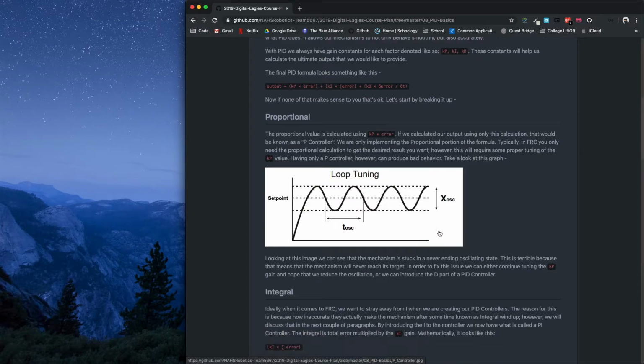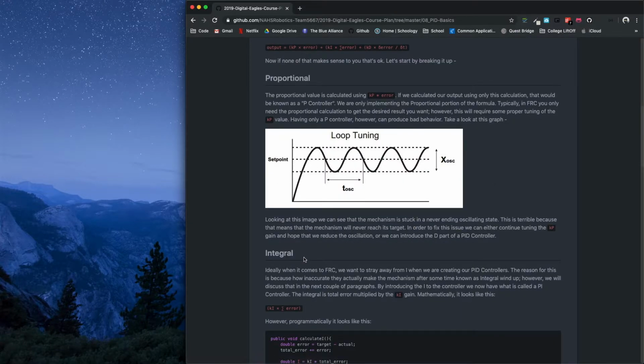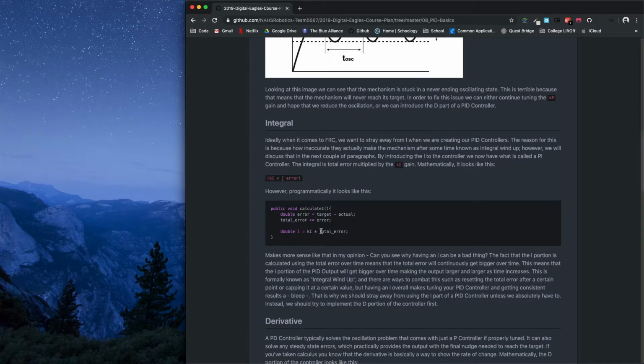So we want to introduce the D part of the PID controller, but we'll talk about that after we talk about the integral. Ideally, when it comes to FRC, we want to stray away from the integral. The reason for this is because it actually makes the behavior very inaccurate because of something called integral windup.